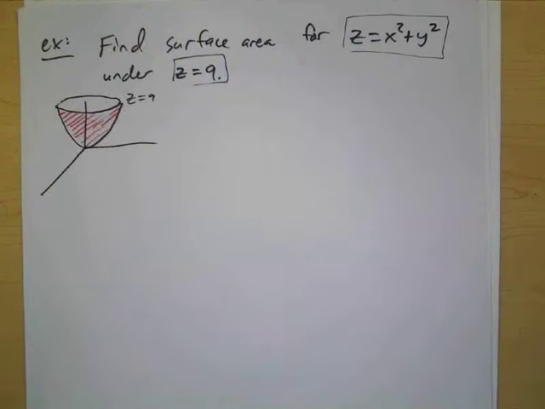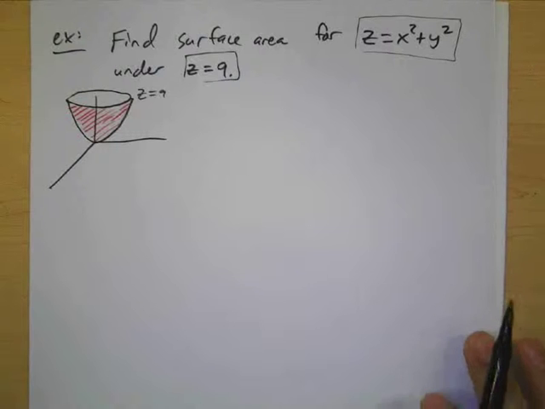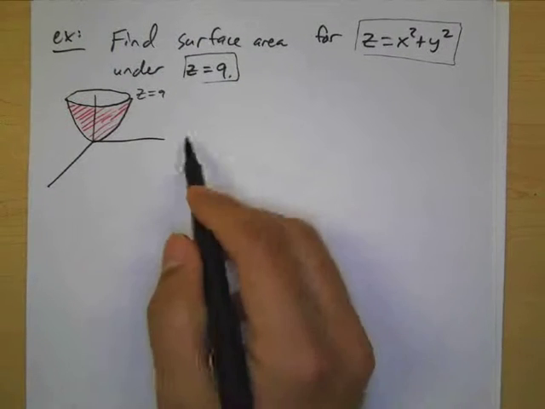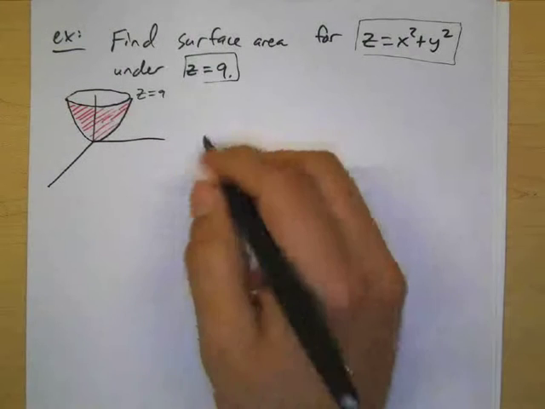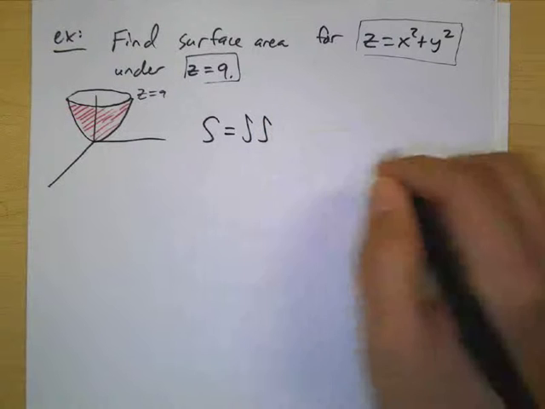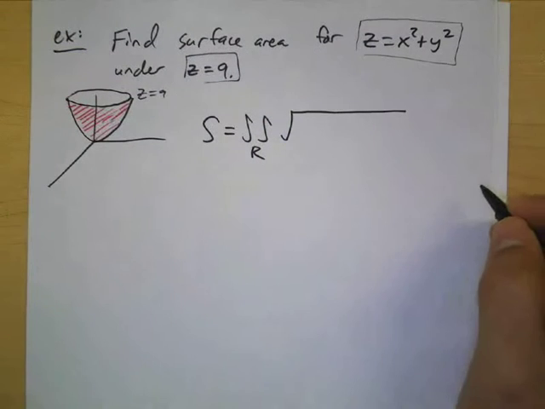On the inside. Just on the outside. Well, that's the definition of it, yeah. Okay, so to find the surface area, we do the double integral over the region R. And yesterday we derived the formula.